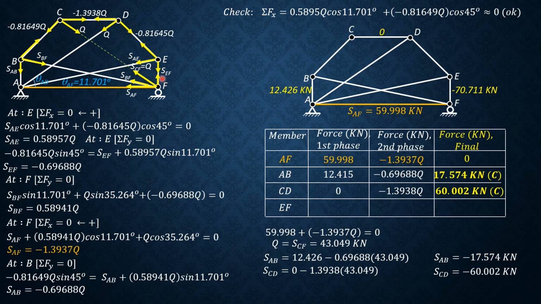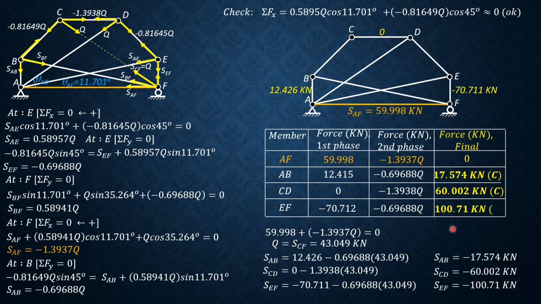And finally, for member EF, first phase is negative 70.711. Second phase is SEF, negative 0.69688 of Q. Then this is the final bar force, negative 70.712 plus negative 0.69688 of 43.049. And that is equal to negative 101.71, which is the same answer in the first solution, the second solution and the third solution. So it is 101.71 kilonewtons compression.